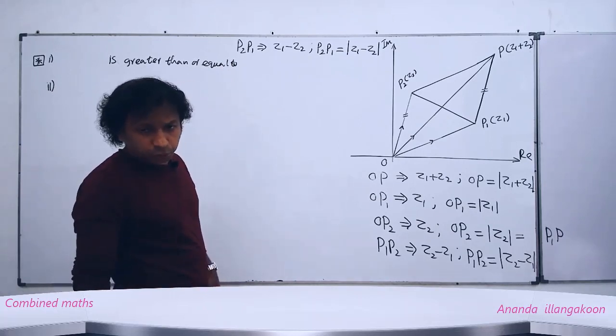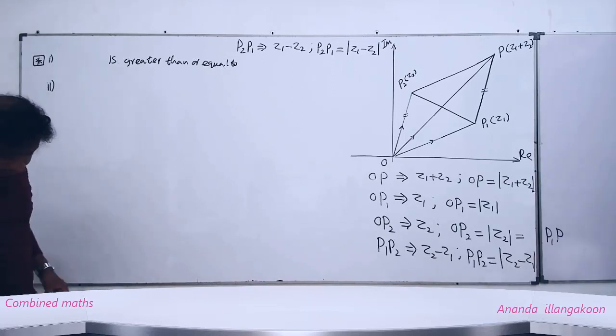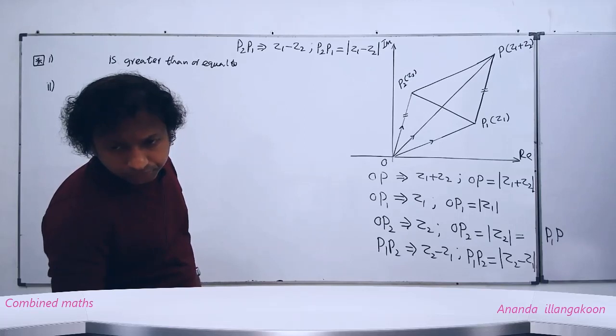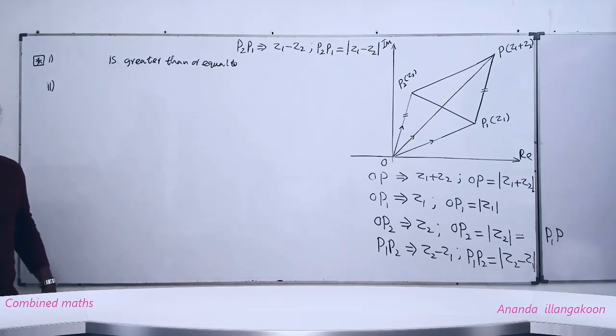Second point, write down, people. Number 2. The difference of any two sides of a triangle is smaller than or equal to its third side.